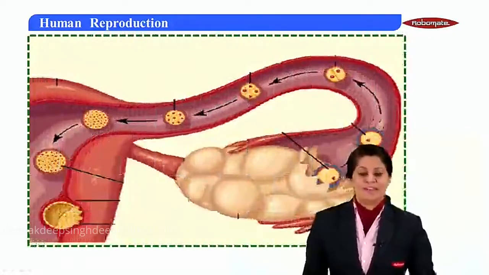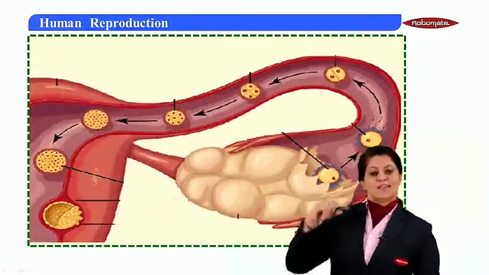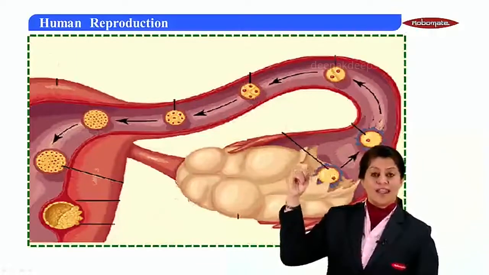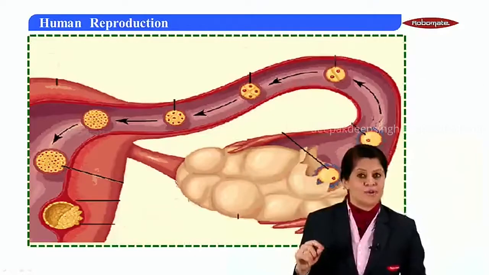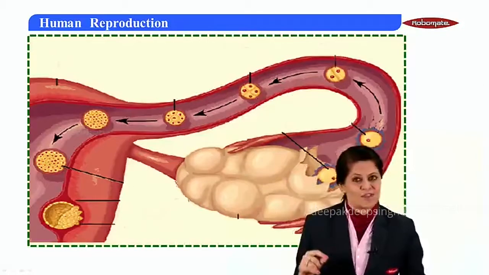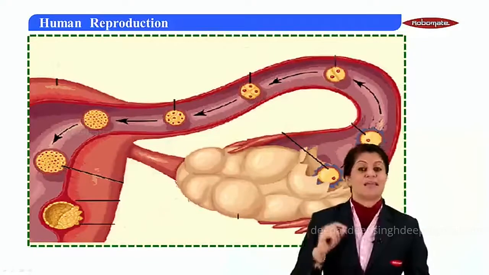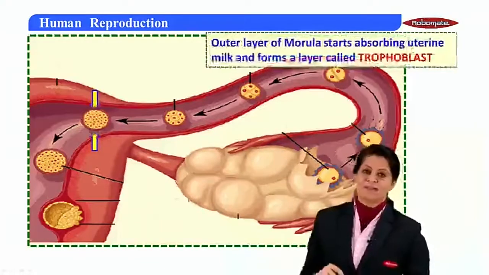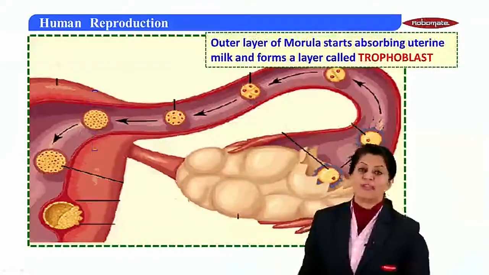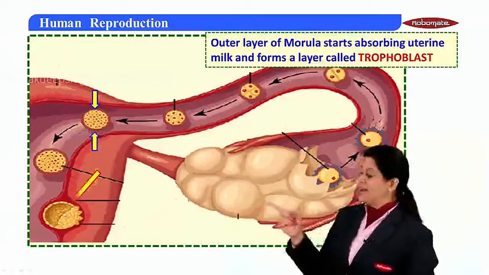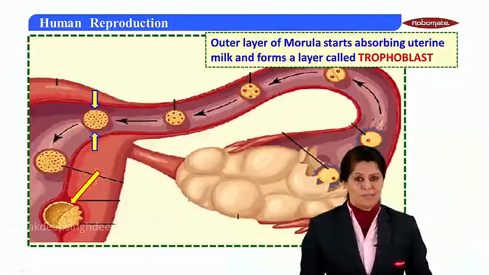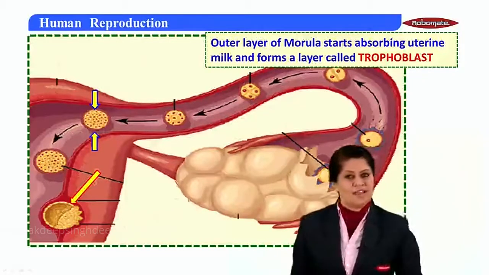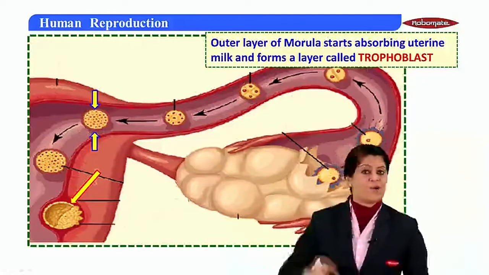Now here in this structure, students, you can see at the end of cleavage division, a 16 cell stage is formed called morula. Now in blastulation, morula starts absorbing uterine milk and forms an outer layer of cells which is called trophoblast. The arrow is pointing at the trophoblast. Cells start rearranging in the morula. The cells we call blastomeres.